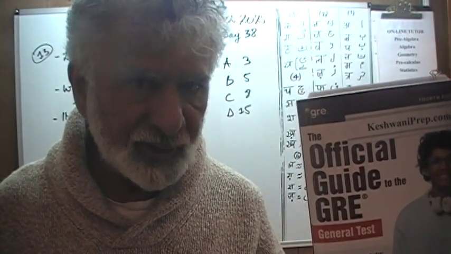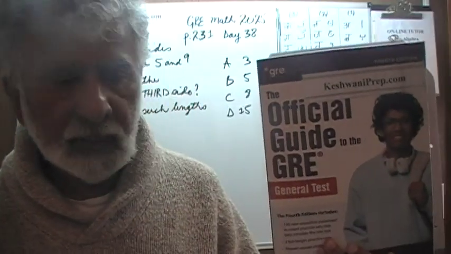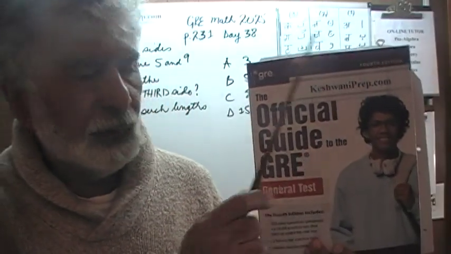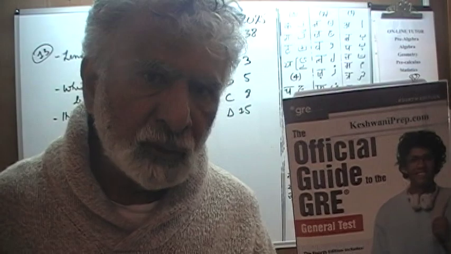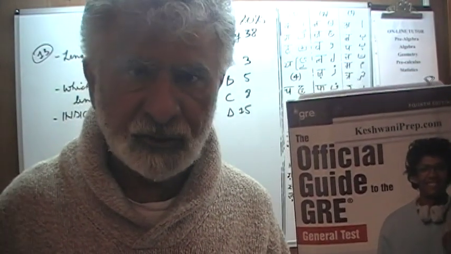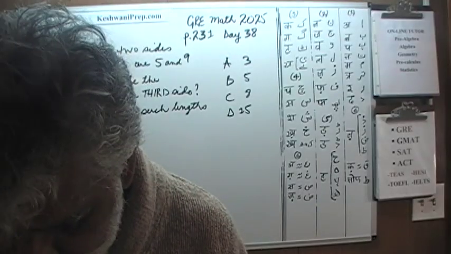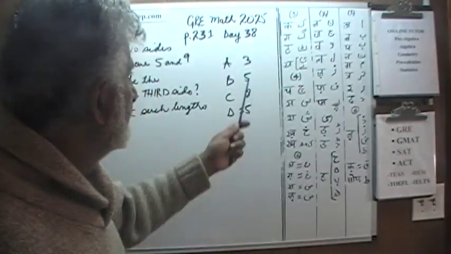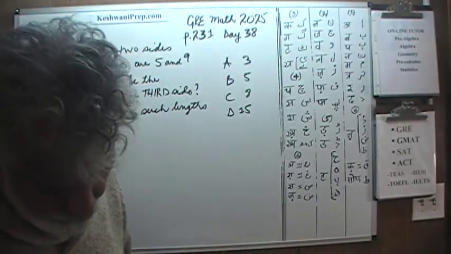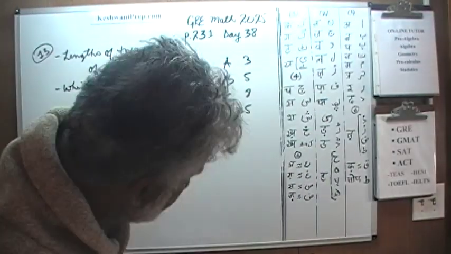We are here because we want to prepare for GRE. We have been solving GRE math problems out of this book here, the GRE Official Guide, the 4th edition. If you do not own this book already, purchase one immediately. You're going to need it. Today is our lesson number 38. We are on page number 232.